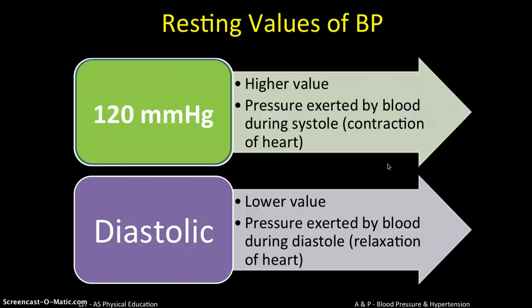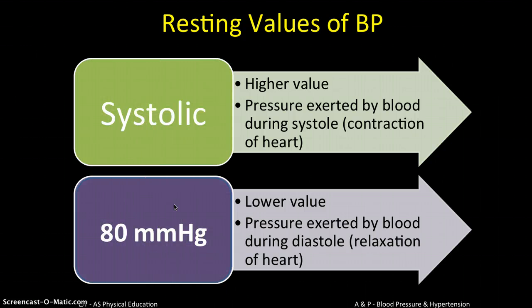Here again are our resting values of blood pressure, so make sure that you learn these. Systolic would be 120, diastolic would be 80, and you write it with a line between them like a fraction, so 120 over 80. Make sure you put the millimeters of mercury in there also. And I've explained already that the higher value is regarding systole and the lower value is diastole.